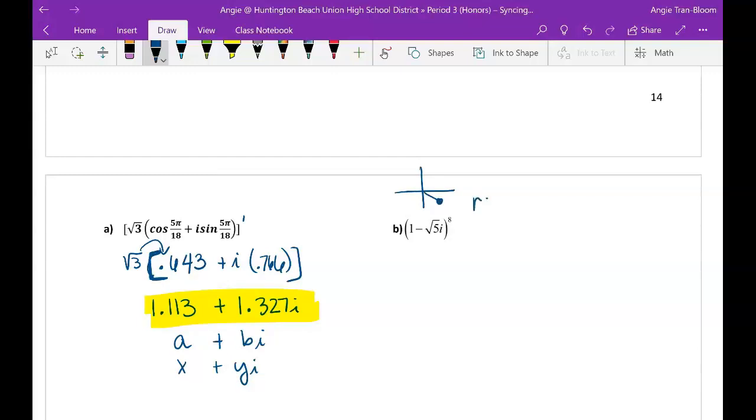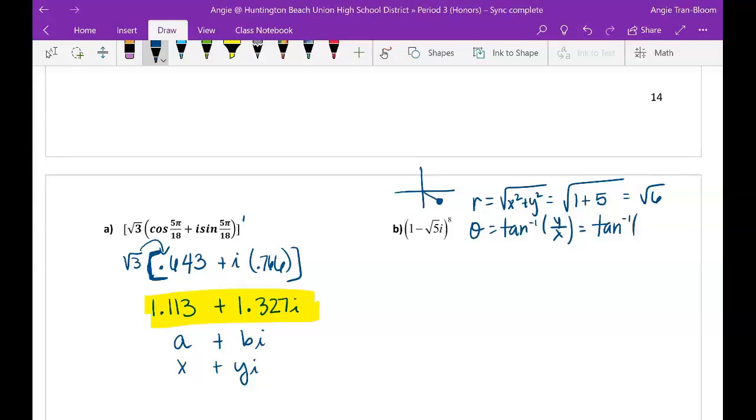Let's find the radius. Radius is square root of x squared plus y squared. X is going to be 1. 1 squared is 1. Y is negative rad 5. Negative rad 5 squared is 5. So this is square root of 6. Let's find theta. Theta is tangent inverse of y divided by x, which is y is going to be negative rad 5 divided by x is 1.